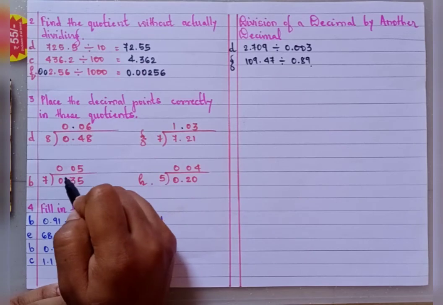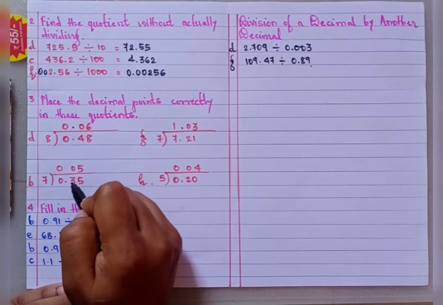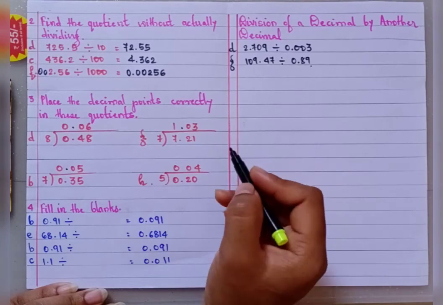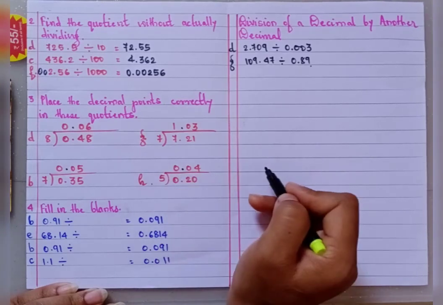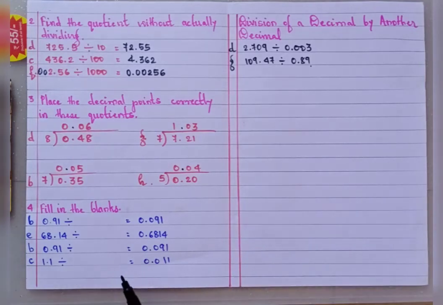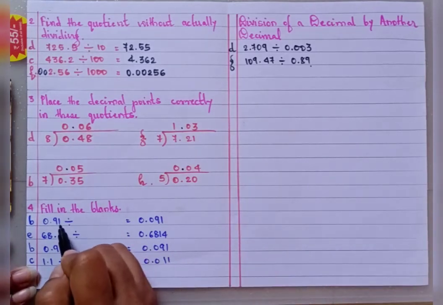Now here also the question is already written. So here also we have the decimal point after 2 places. So here also we have to place the decimal point here, and similarly we have to place the decimal point here. Hope you have understood this. Now let's see. Fill in the blanks. Okay, so now we need to divide these numbers.